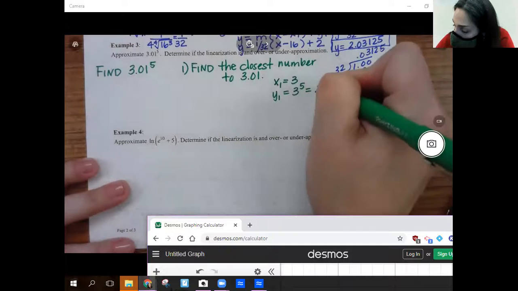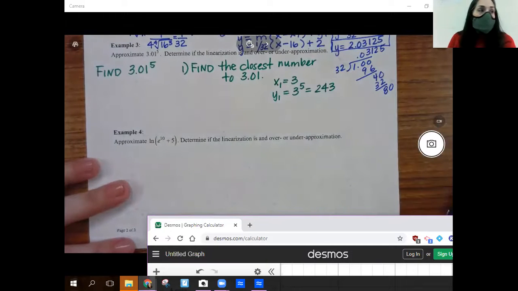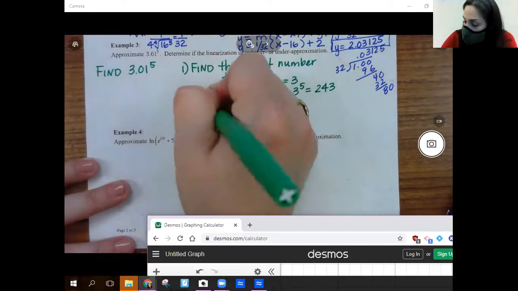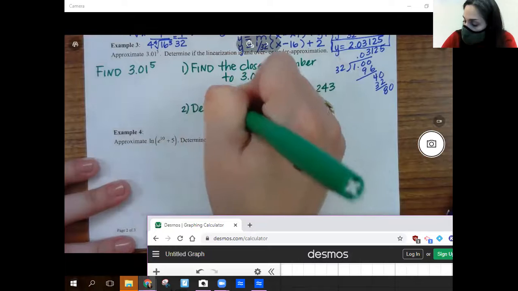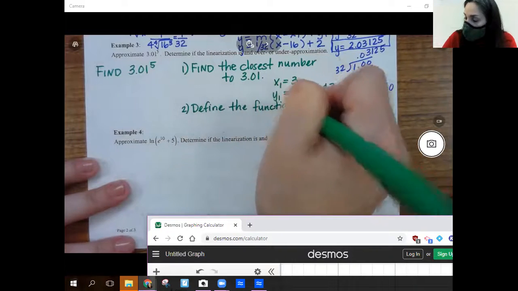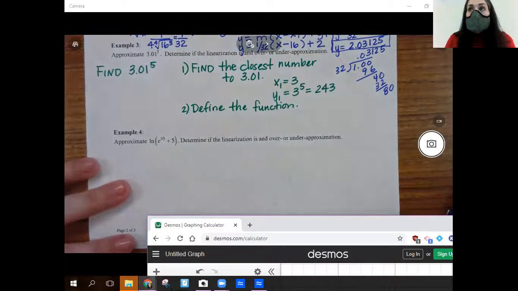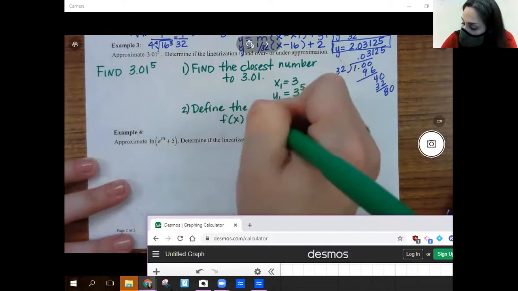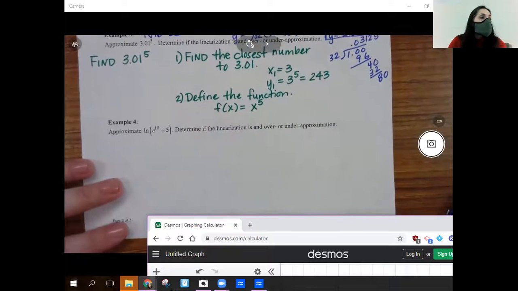Yeah, 243. So that's your y1. Your x1 is 3. Second step, define the function. Well, your function is that you're trying to find something, a decimal, raised to the 5th power. So your function is going to be x raised to the 5th power.